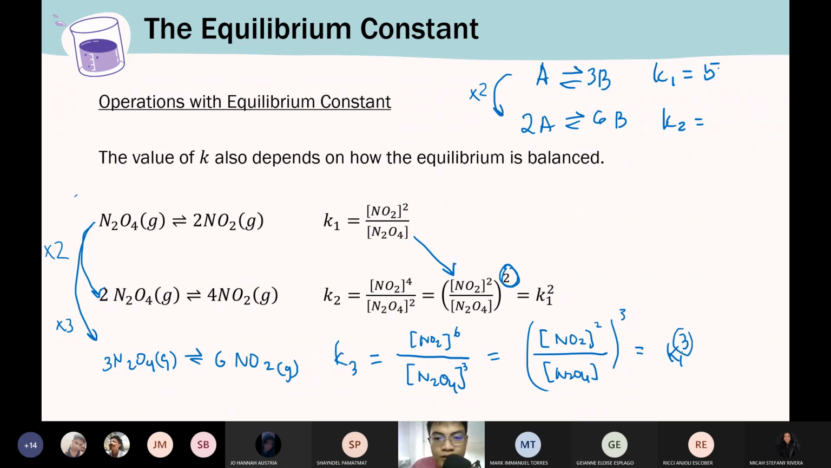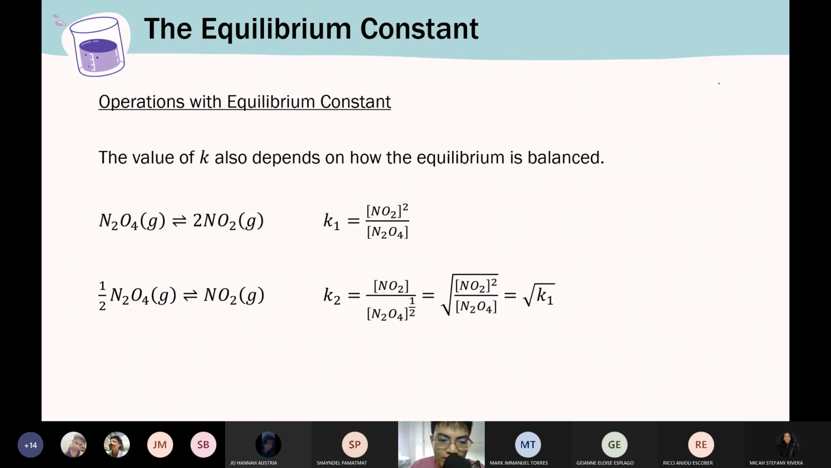So meaning, if my original K is 5, if I multiply everything by 2, it becomes 25. Okay, magiging 25 siya. Bakit? Kasi 25 is 5 squared, di ba? Okay. So, kung saan mo minultiply yung equation mo, yun yung magiging exponent niya. Okay? So, kapag minultiply equation by 2, the constant becomes squared. Okay? So, ganun. So, yun yung multiplication.